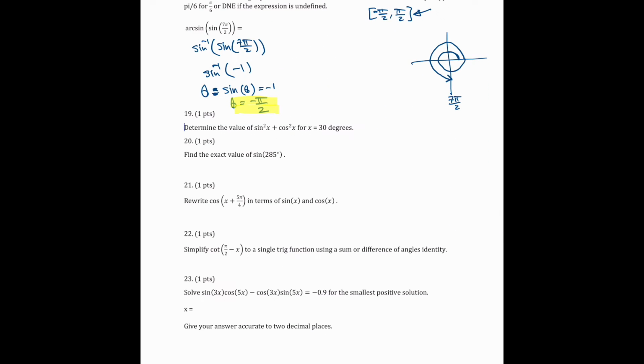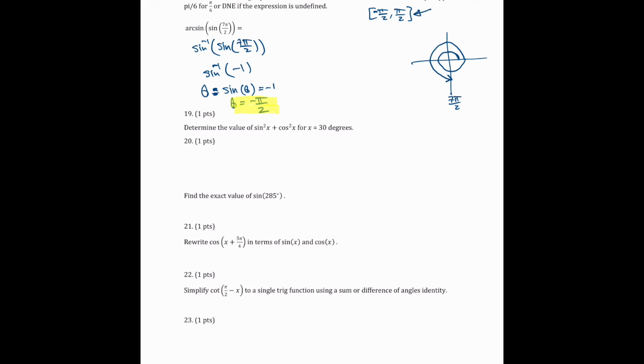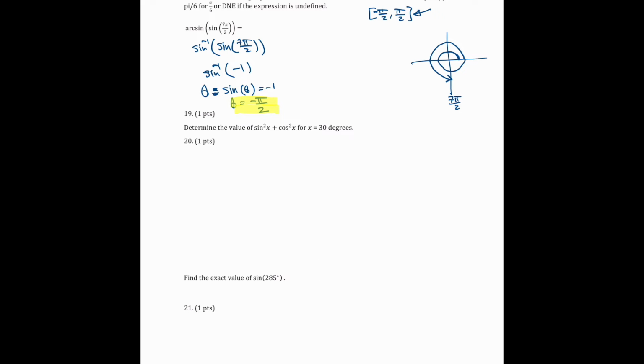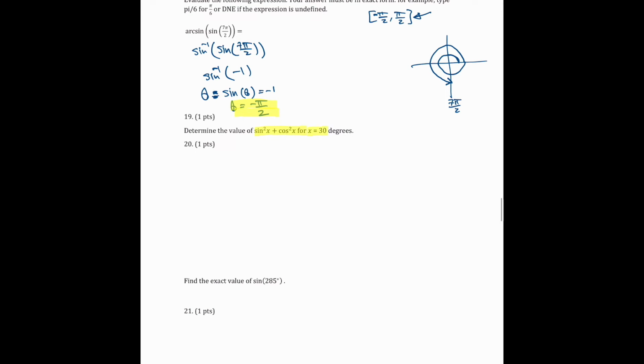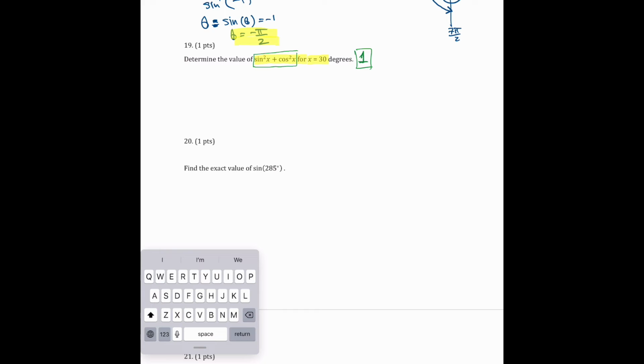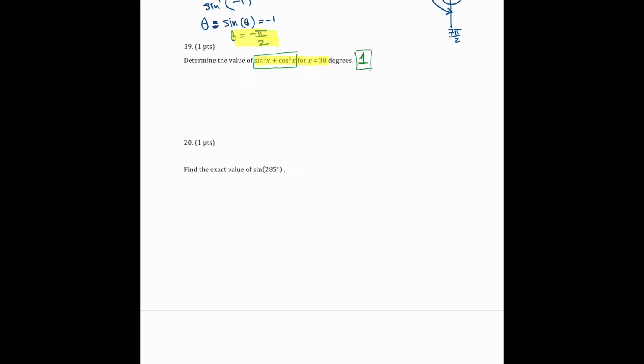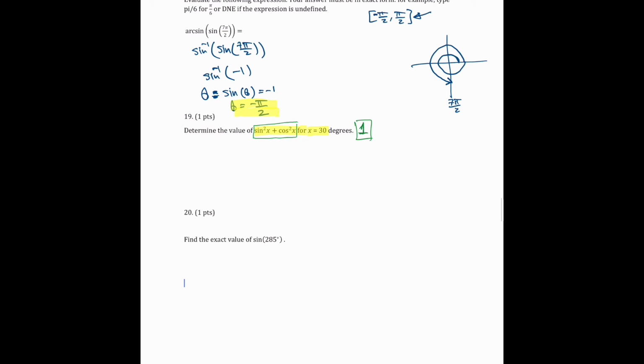Question number 19. We need to evaluate the expression sine squared plus cosine squared when x is equal to 30. This is the Pythagorean identity, and it's always equal to 1, no matter what x is equal to. So this expression is equal to 1. The answer is 1 here. Number 20. Find the exact answer for sine 285.